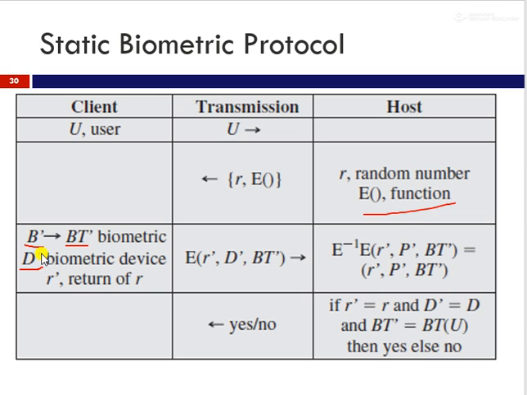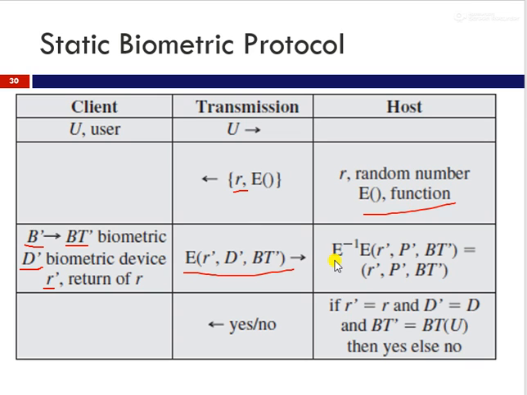So D dash is the ID of the biometric device, and R dash is the R that is received from the host. The client will encrypt R dash, the random number, D dash, the biometric device ID, and the biometric template of the user, and send this information to the host. Client and host already share a key for this encryption. We assume that they pre-shared a key with each other.